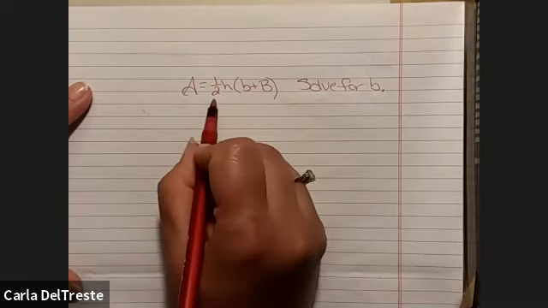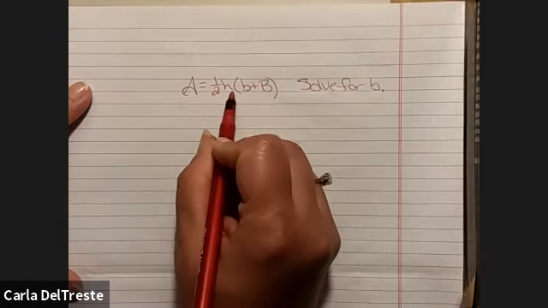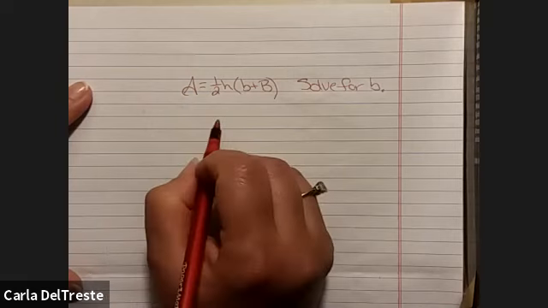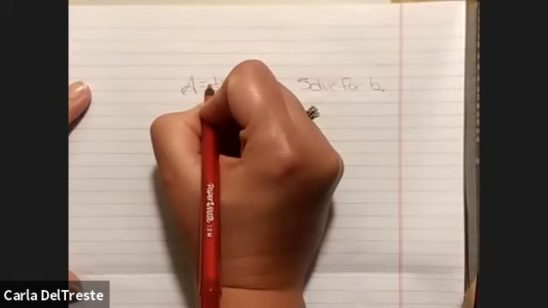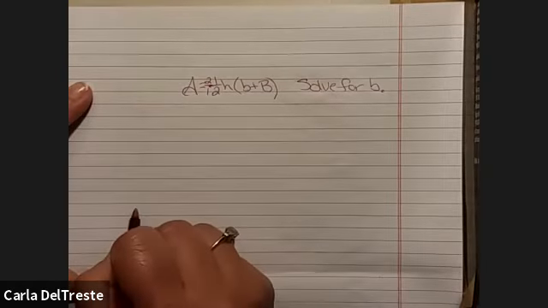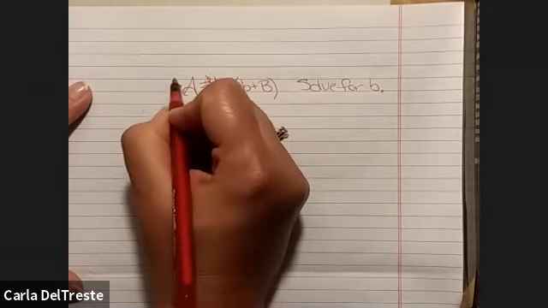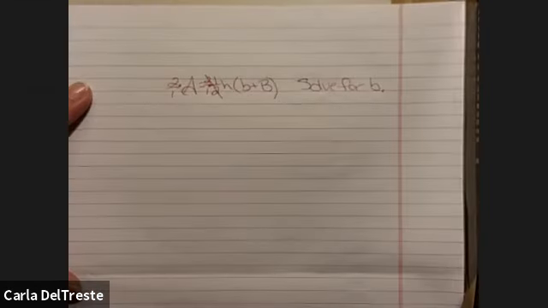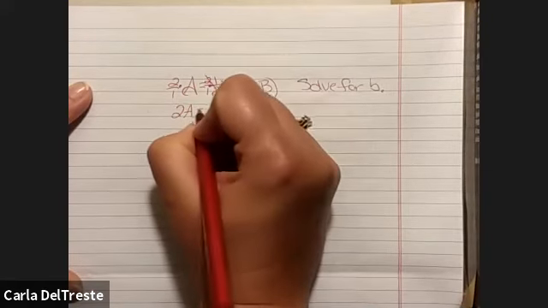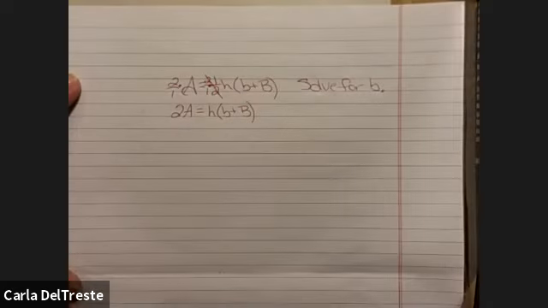I'm going to start with the fraction. This is 1/2 being multiplied. How do I get rid of multiplication? I divide. But when I divide fractions, I really multiply by the reciprocal. So I multiply by 2/1, which means I multiply that side by 2/1. That gives me 2a equals h times (little b plus big B).